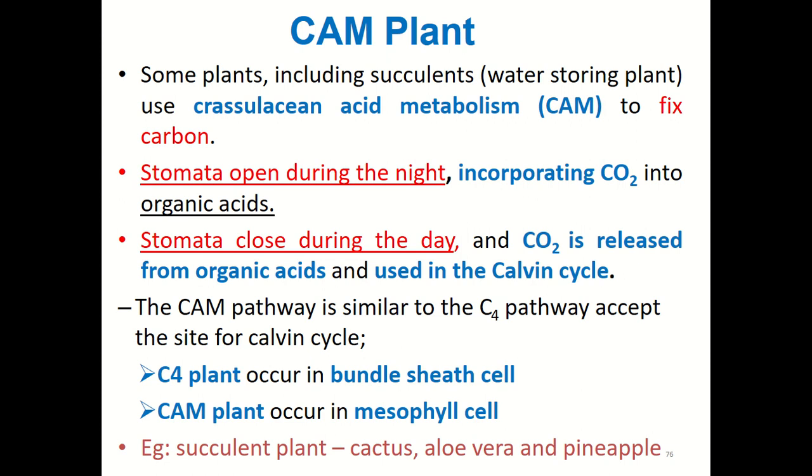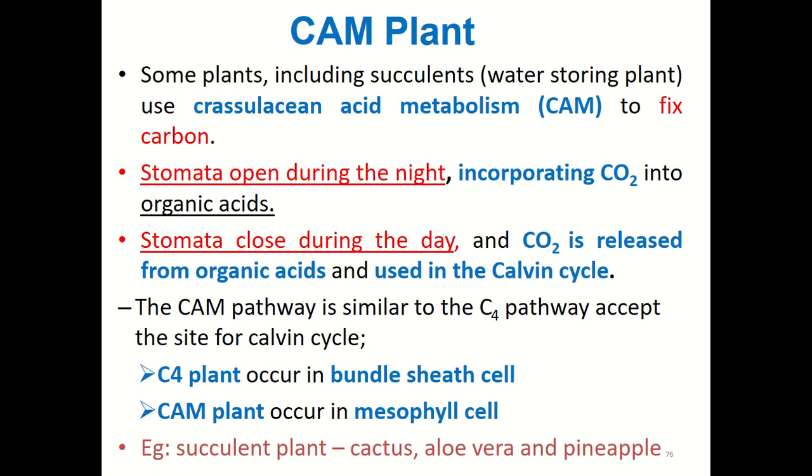Last but not least is the CAM plant. They are named CAM plants because this type of plant uses crassulacean acid metabolism to fix the carbon. So what happened? CAM plant is exactly the same as C4 plant. However, the time of the carbon fixation is different.